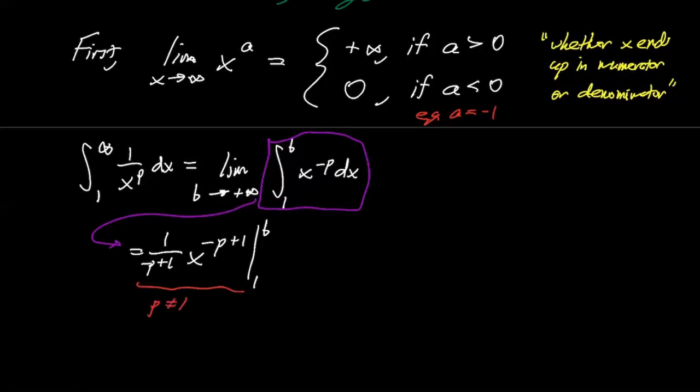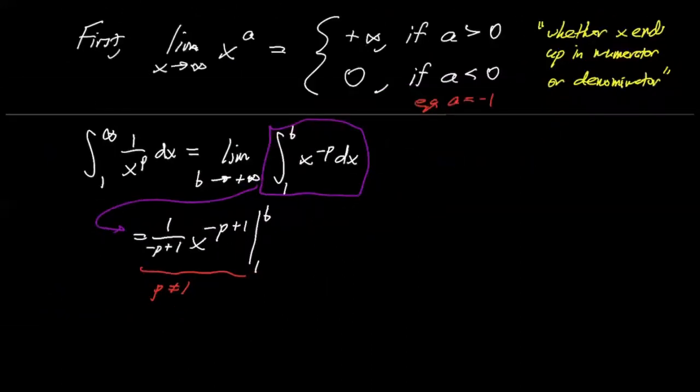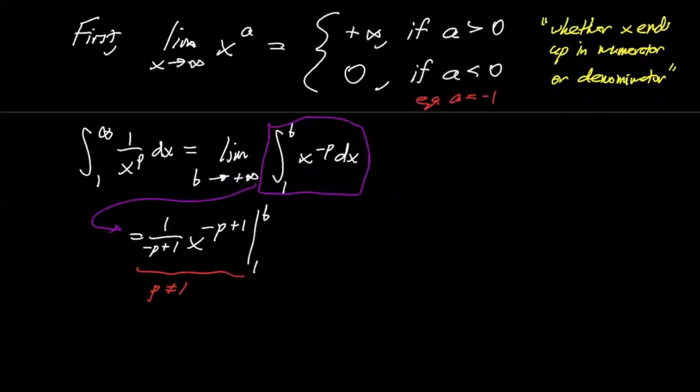Because if p is 1, then we have a problem there. We're dividing by 0, right? Again, let me see if I can just really write that better. I just feel like it's not as clear looking as I want it to be. Minus p plus 1. Okay. So, right, we don't want to divide by 0. So we have to separate that case. So we're going to save the p equals 1 case and do that separately.